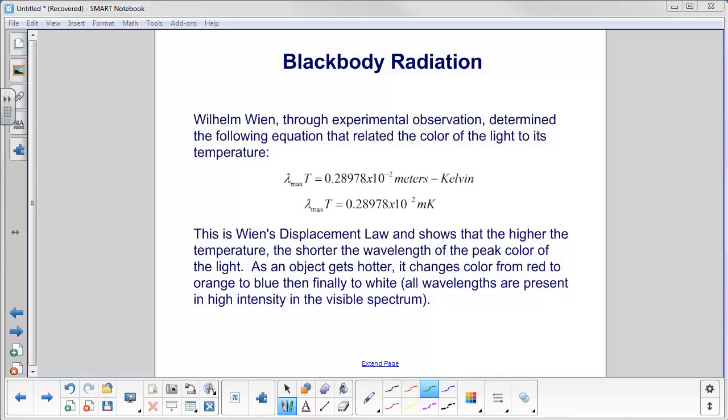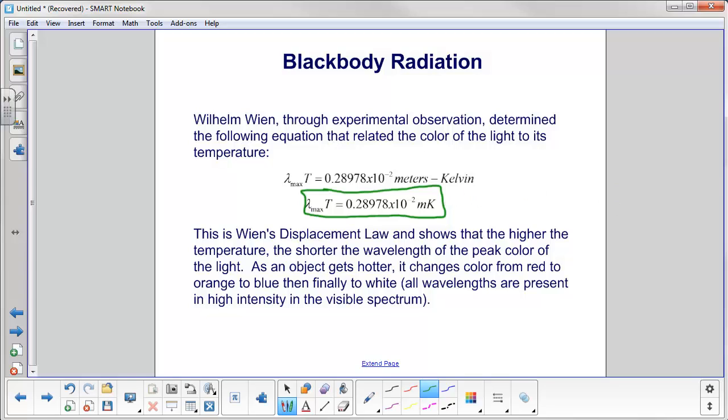The previous slide showed how an object changed color as it got warmer. Many people would be happy with that. However, Wilhelm Wien did many experiments, observed what happened. He actually came up with an equation. Again, this was not derived from any theory or thinking about it. He measured. So he found out that the color of light, which is lambda, the wavelength of light will tell you its color, times the temperature, where the temperature is given in Kelvin. When you multiply these two numbers together, you get the maximum, lambda maximum, times the temperature is equal to 0.28978 times 10 to the negative 2 meters Kelvin. That's what this unit is here.